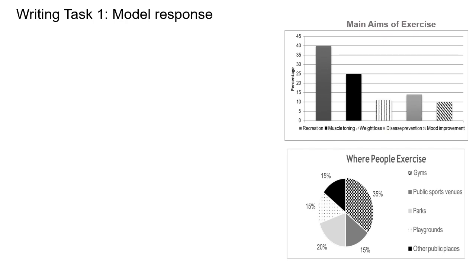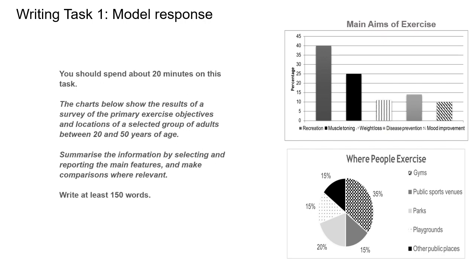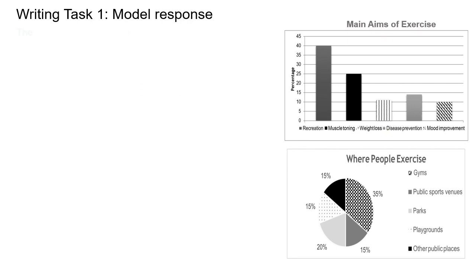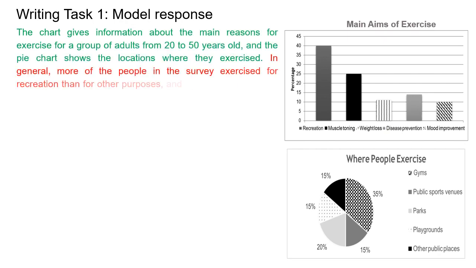Now, let us look at the task once again. Here is the task description followed by the instruction. The description says, the charts below show the results of a survey of the primary exercise objectives and locations of a selected group of adults between 20 and 50 years of age. This is what you should paraphrase. It is the very first sentence that you write, and here is a paraphrase provided by the British Council.